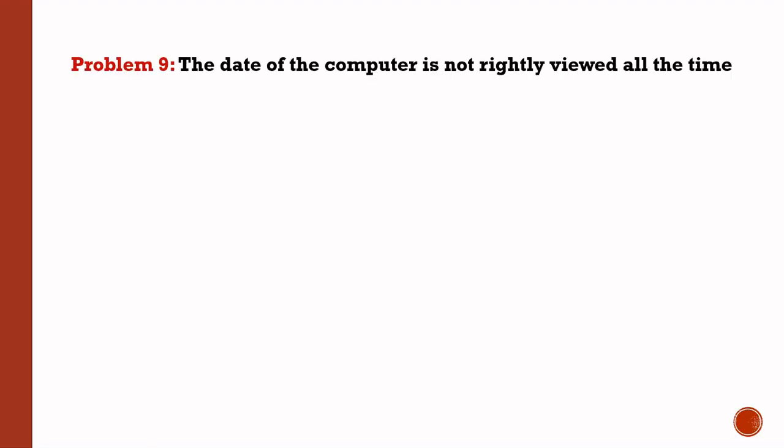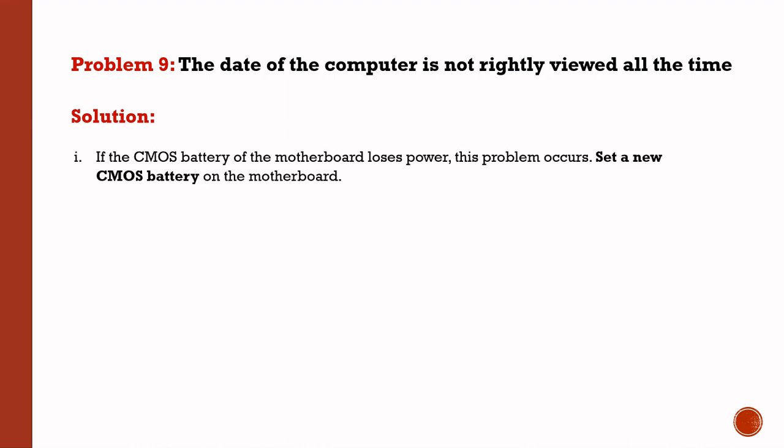Problem 9: the date of the computer is not rightly viewed all the time. Your computer is not showing the date properly. Solution: if the CMOS battery of the motherboard loses power, this problem occurs. Set a new CMOS battery on the motherboard.